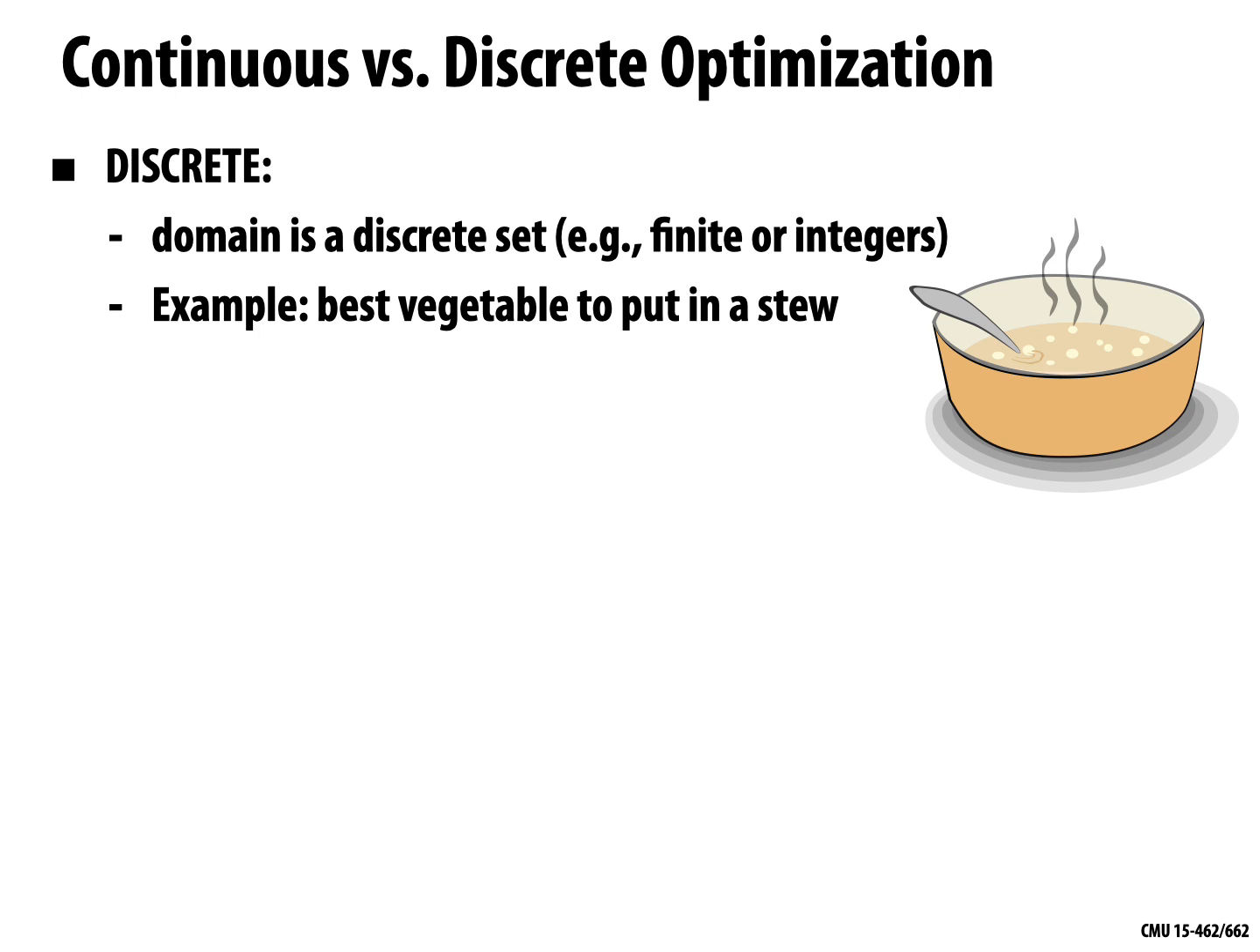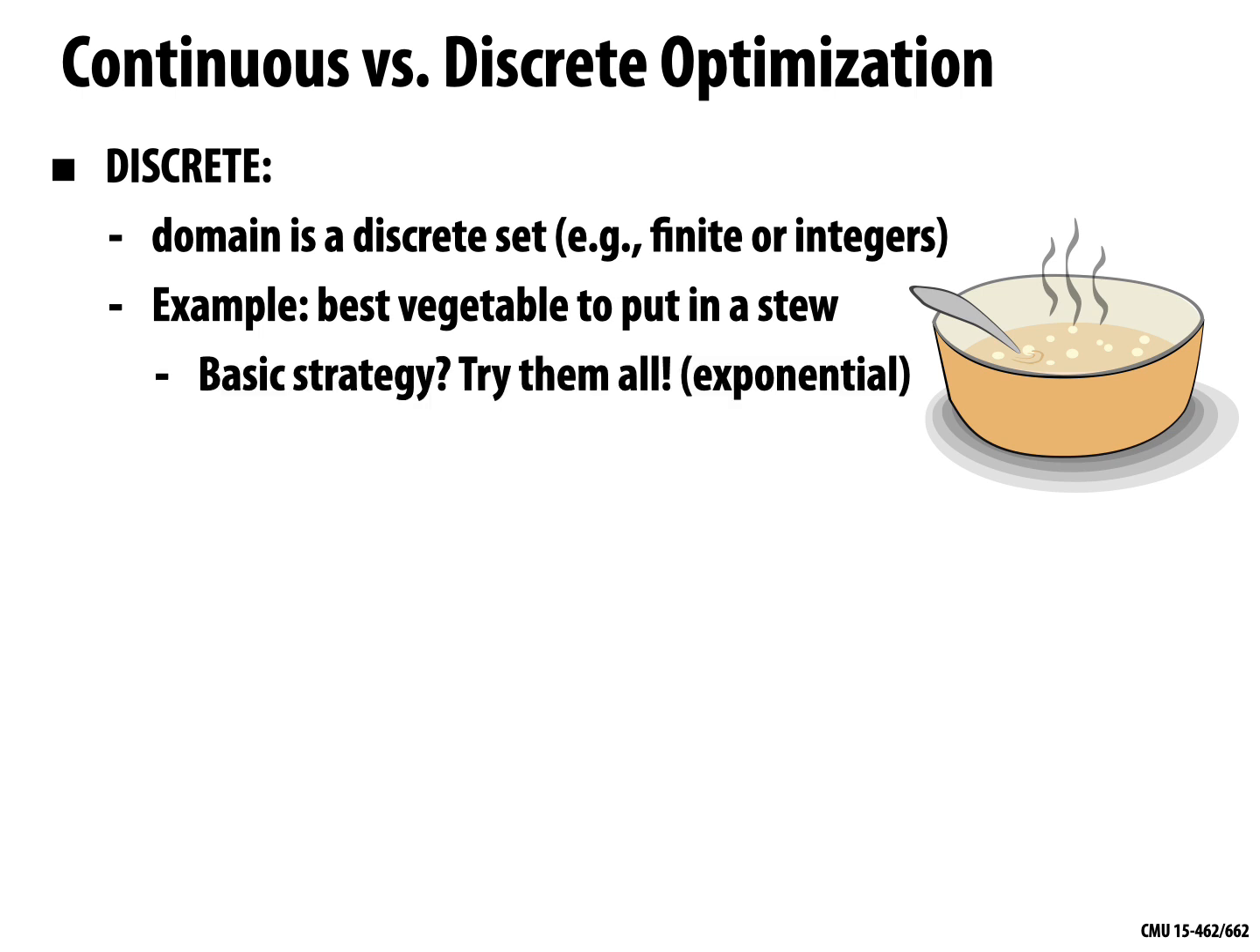A concrete, kind of silly example is, what's the best vegetable to put in a stew? Right? The set of possible vegetables is a discrete set. What is an optimization strategy that might work here? Well, the first thing that comes to mind, the most naive strategy, is to just try every possibility.